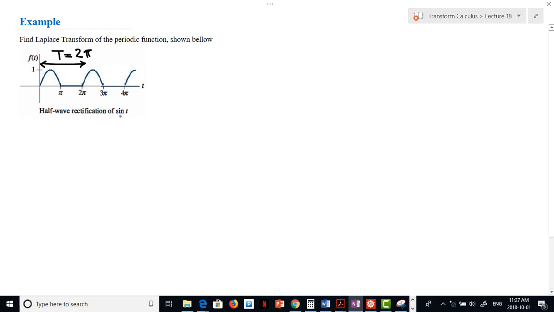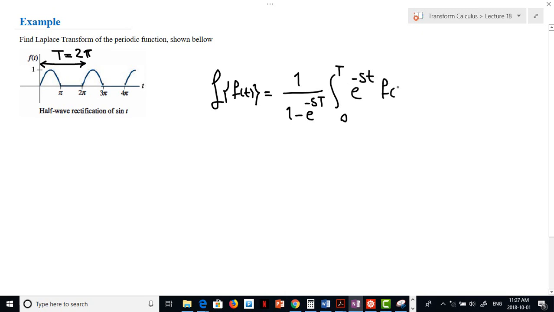So we have to find the Laplace transform of f(t) based on the formula that we had. It is 1 over 1 minus e to the power of minus sT, where T is the period, times the integral from 0 to T of e to the power of minus st f(t) dt. In one period, I can find f(t). f(t) is equal to, just in one period.